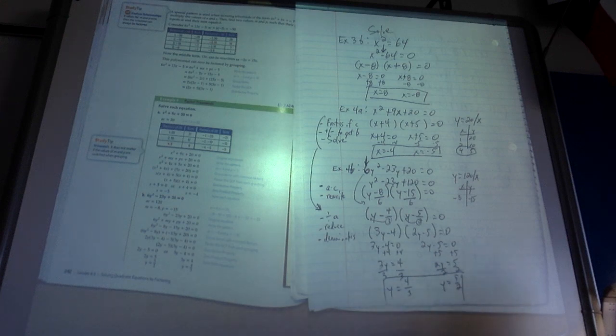A lot of stuff here. Good review on factoring. If you're not good at it, you'll be getting a lot of practice.